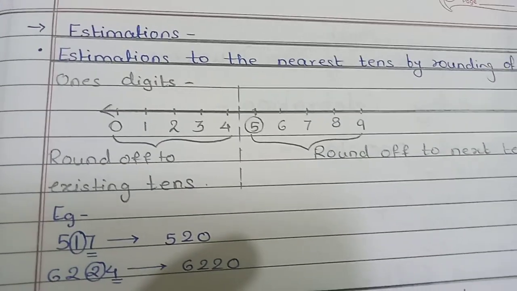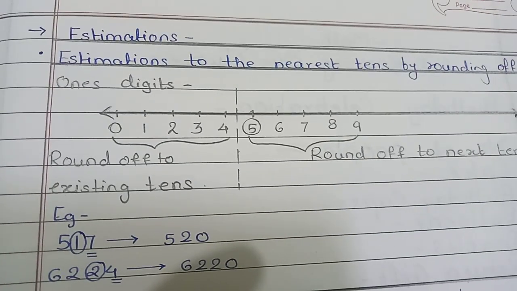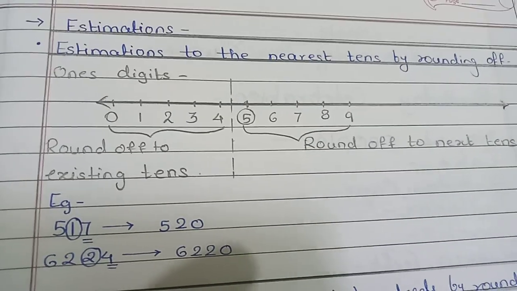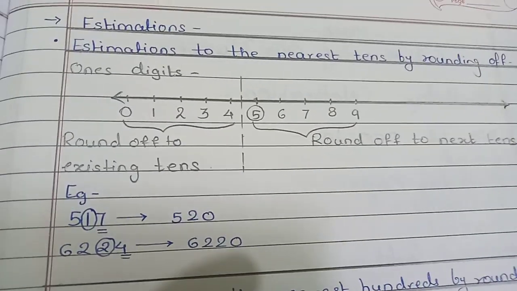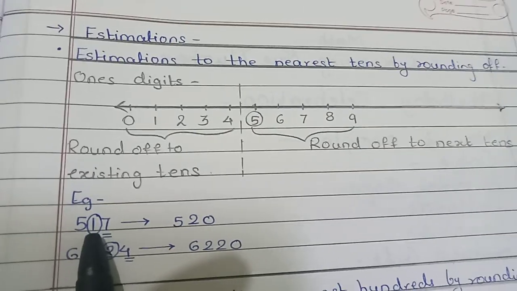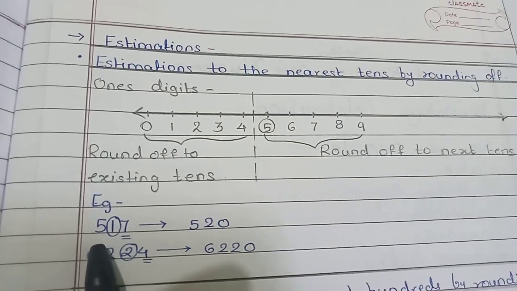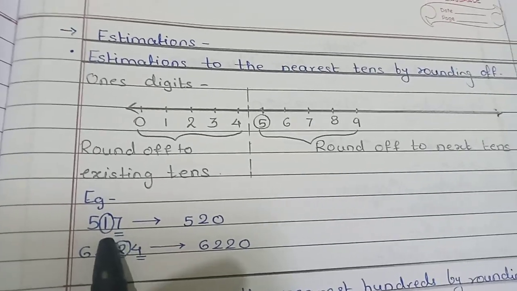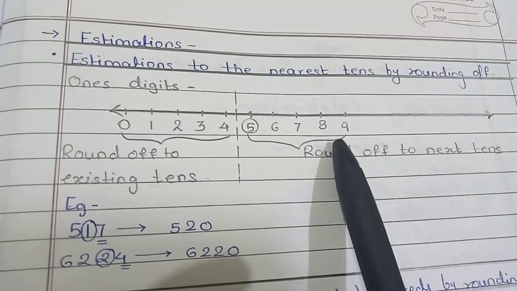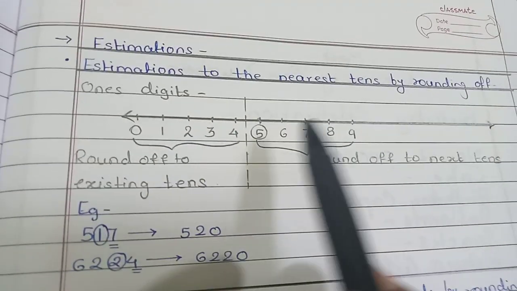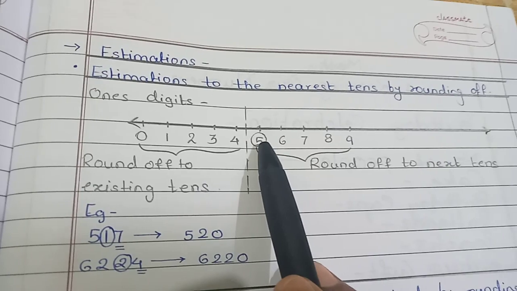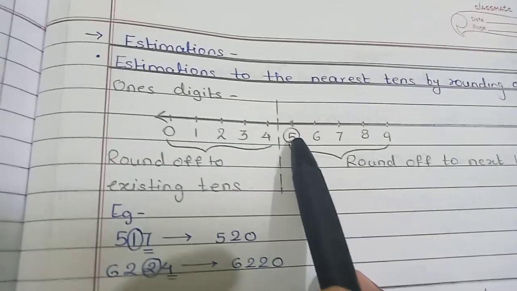Let us first learn estimation by rounding off to the nearest tens. Nearest tens means we will round off the tens digit. Here you can see the tens digit. But there is a rule to round off the figure, right? So there is a way to round it off. Here you can see a number line from 0 to 9. If we consider 0 and 10, the middle value is 5.